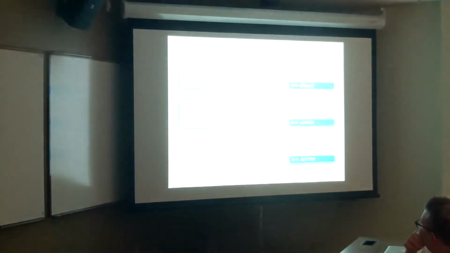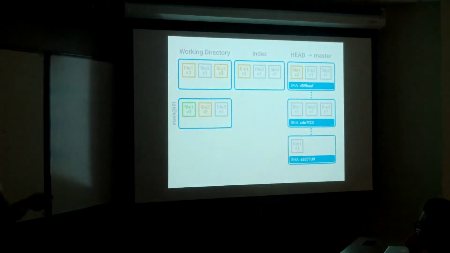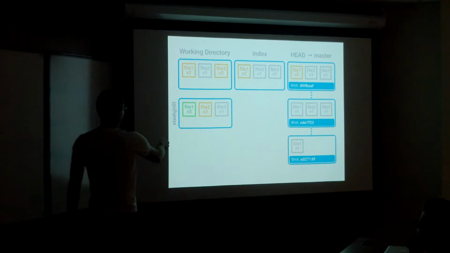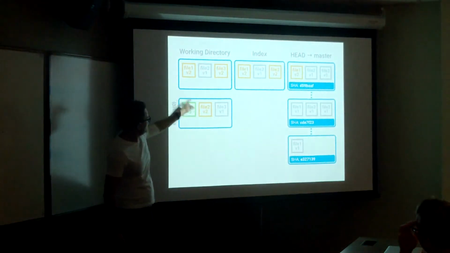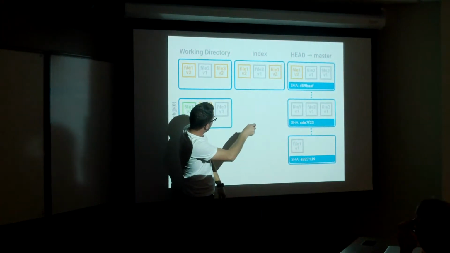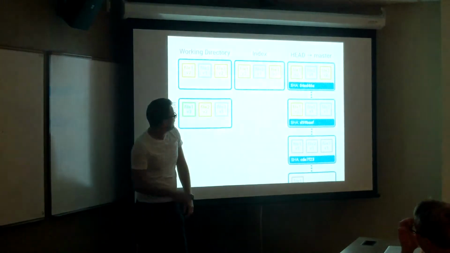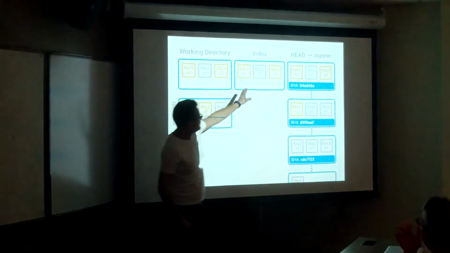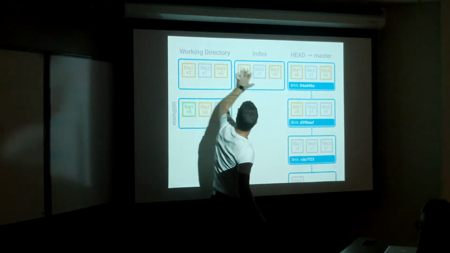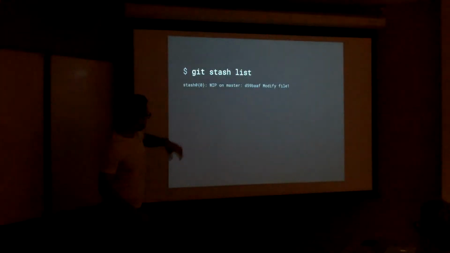So let's continue to make some changes. We have these changes. We're going to change this one again. We're going to add file 3. Now we changed file 3 here and here. We commit that, so we get a new head. So now all these things here are fine.